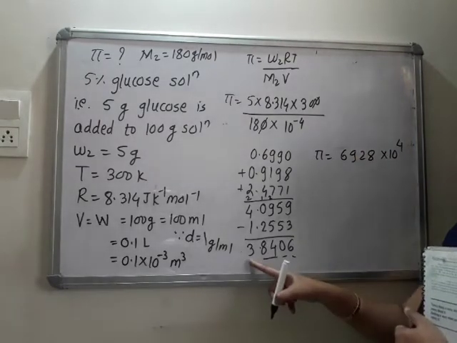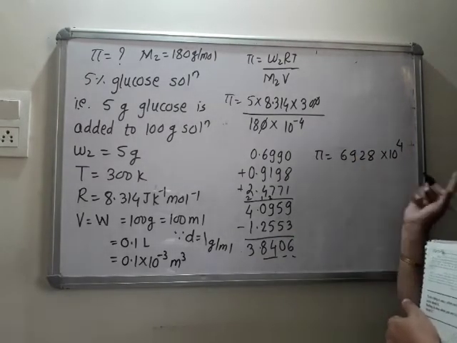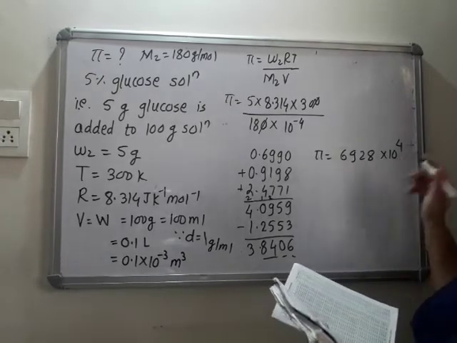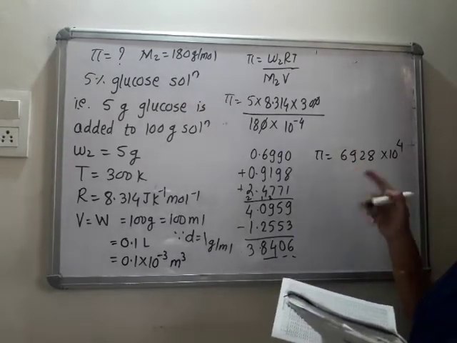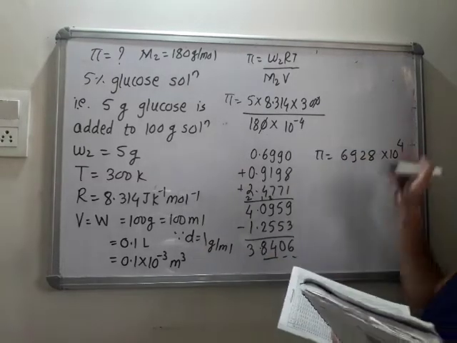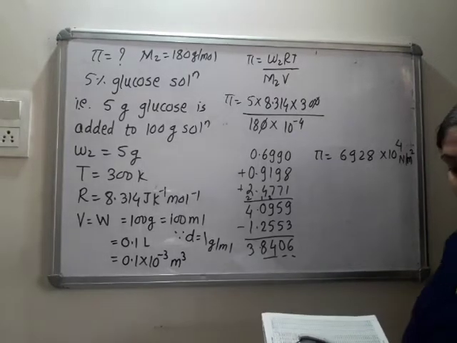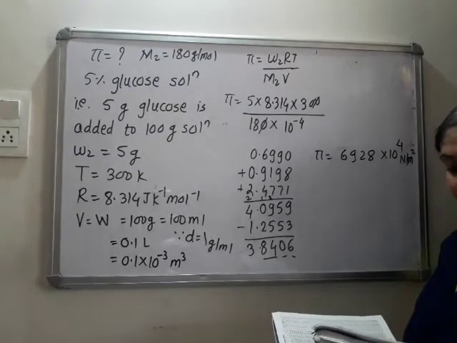Okay. So characteristic is 3. So we have to give decimal after 4 digit and it is already there. This is the value of pi. And what will be unit? Newton per meter square. Is it the answer? Yes.